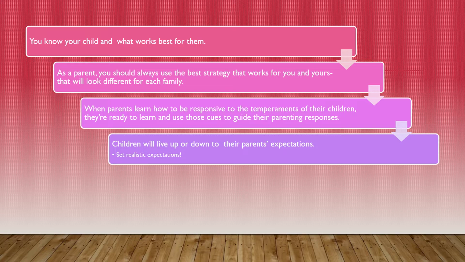And the green bullet says children will live up or down to their parents' expectations, and to set realistic expectations. So if your child is living up to your expectations, it's because you have high expectations of them. And that doesn't mean that you expect them to go out at the age of 3 and ride a bike, which a lot of kids do, but you're not going to be disappointed if your child doesn't. But you have high expectations of them that they are going to listen and act appropriately in certain situations.